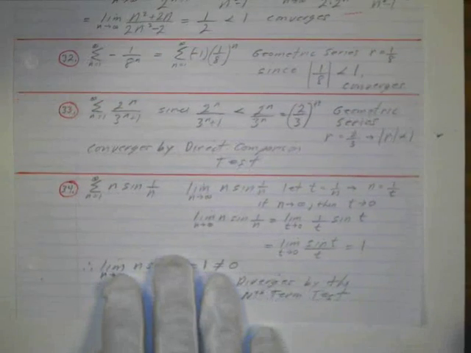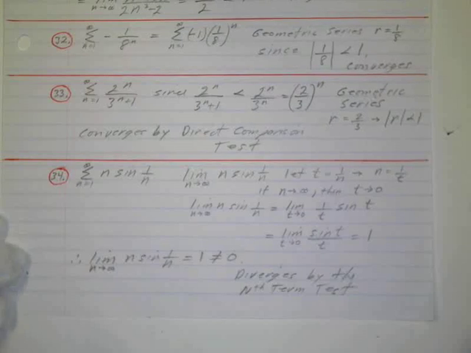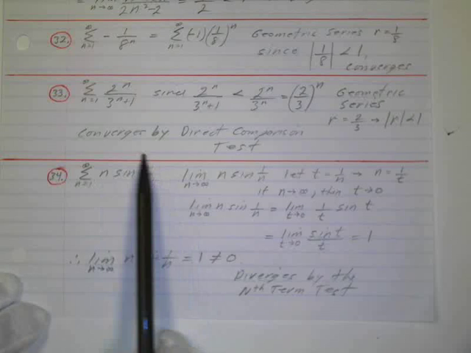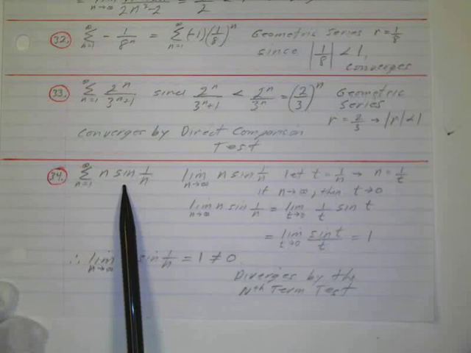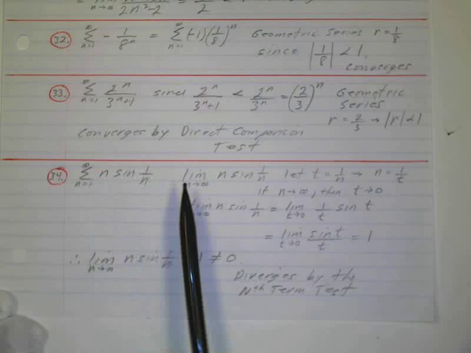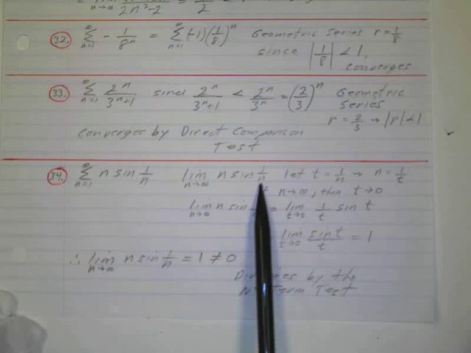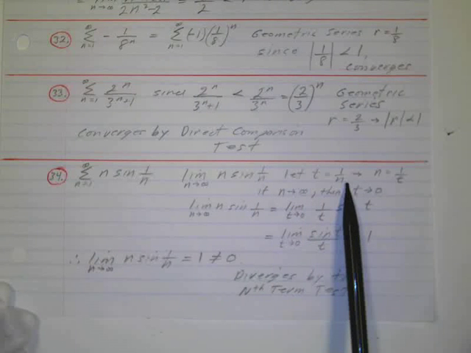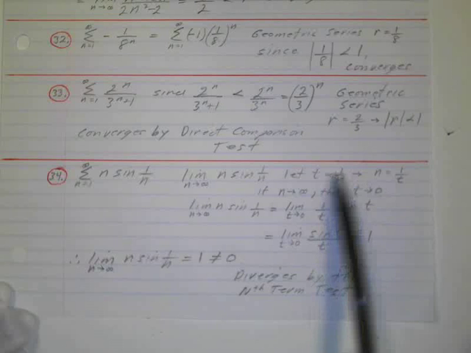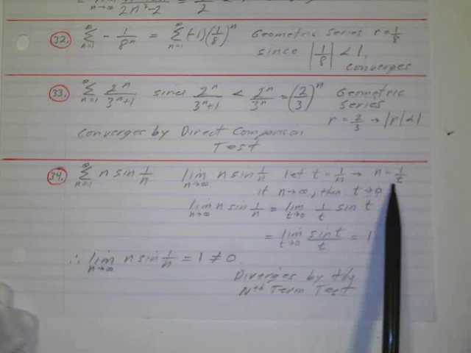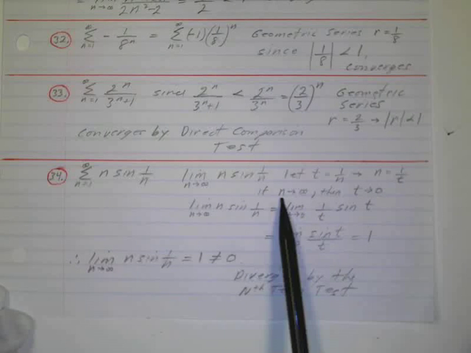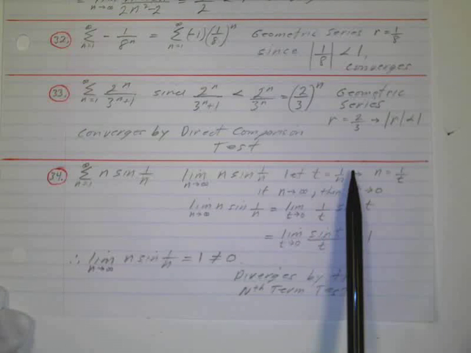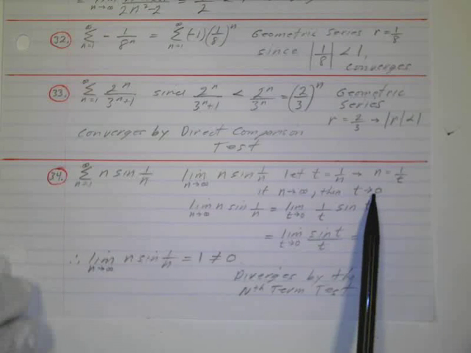Okay, number 34. Here we're going to take a look at the nth term test, because we've seen this one before when we were doing limits. It's a classic limit problem. If I take the limit as n approaches infinity of this, we always have problems with this oscillation and 1 over n. Remember what we did was we let t be 1 over n, therefore n equals 1 over t. Hope you remember this little technique. As n approaches infinity, 1 over infinity approaches 0, so t approaches 0.